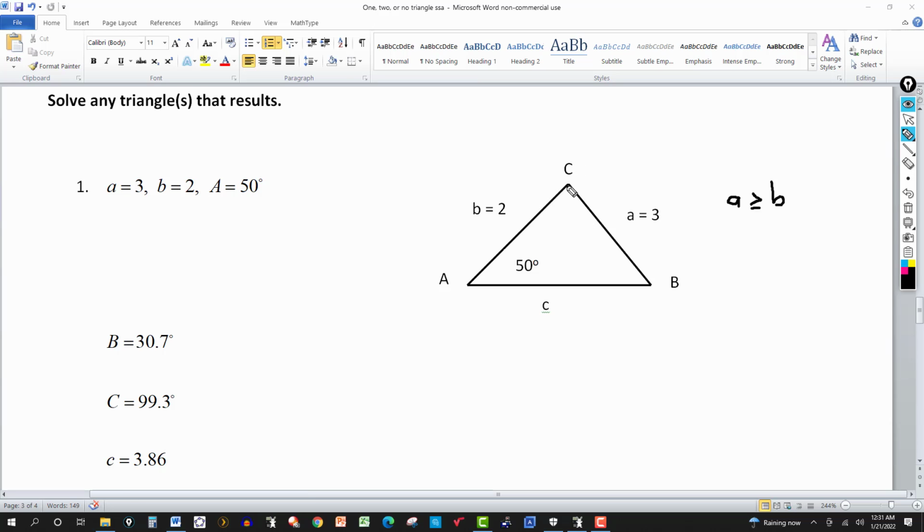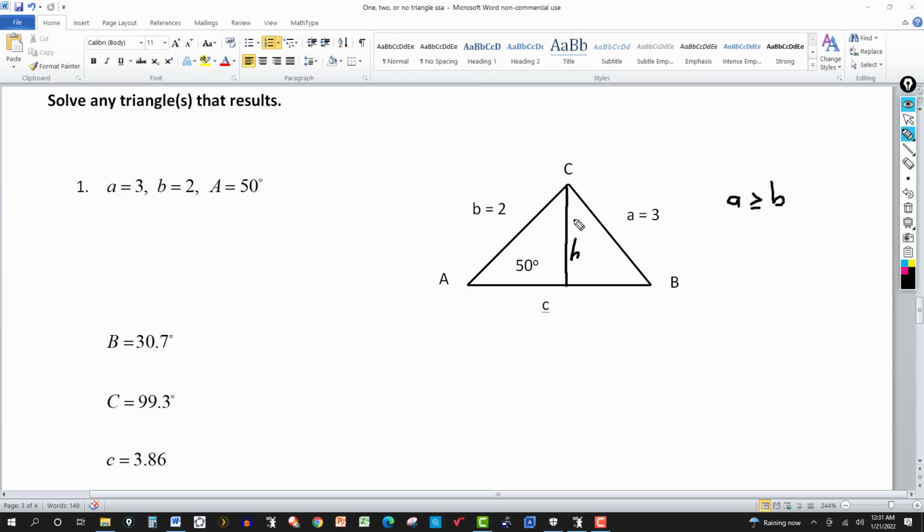Now, if I draw a perpendicular from side C to the opposite side, that's the altitude of this triangle. And of course, I can find the length of this altitude by just taking the sine. I can label this as h, for example, and then say the sine of angle A, which is 50 degrees, sine of 50 degrees is h over 2. And then solve for h. And I get this length right here.